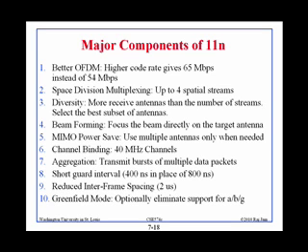Second thing it does is space division multiplexing. So space division multiplexing is how much parallelism can you have, up to 4 spatial streams. So you could have up to 4 antennas. Diversity, more receive antennas than the number of streams, and select the best subset of antennas. So it also allows you, while the streams could be 4, you could have 8 antennas, for example, and then take the 4 best out of those 8 antennas.